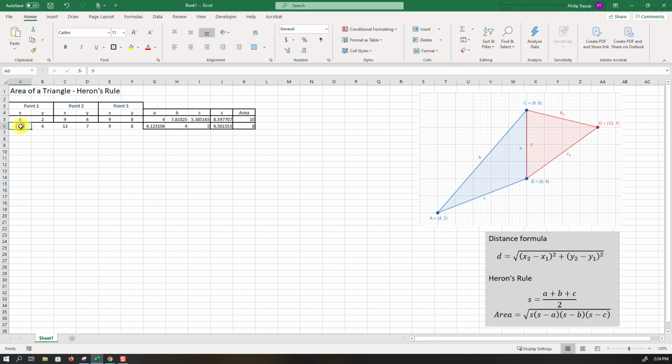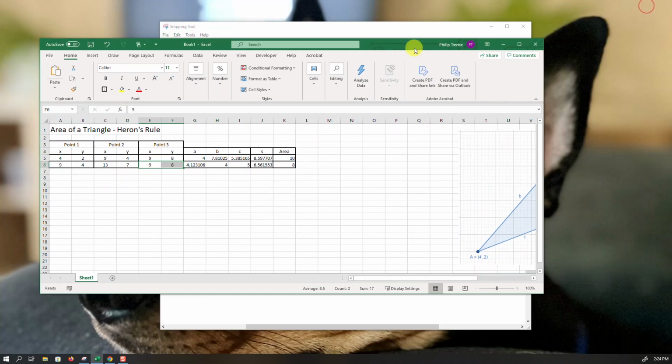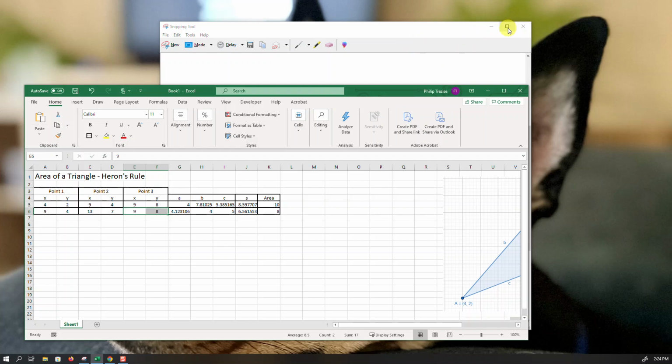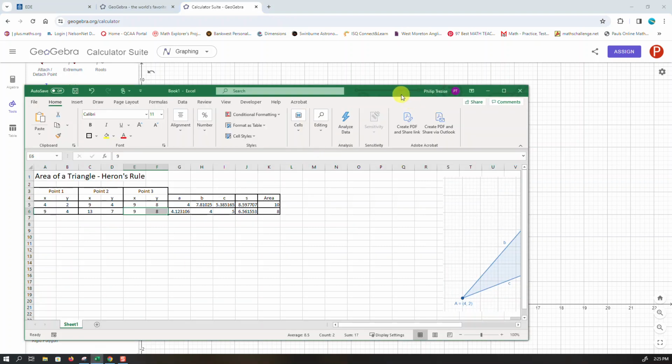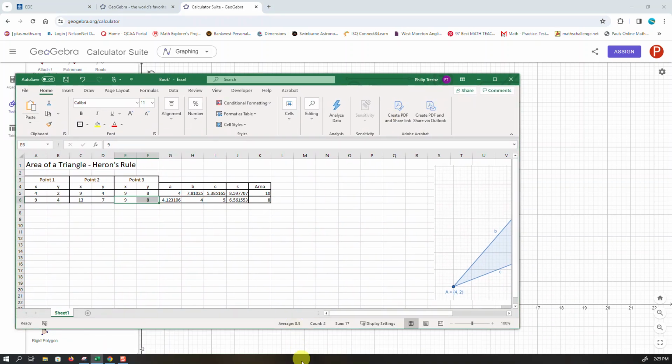So let me just put some boxes there to make that look neat. And that's our distances of each side and our areas of the 2 triangles. I could extend this table downwards for as many rows as I like for as many triangles as I want. Now I'm just going to go back to, here we are. This is where I started from.